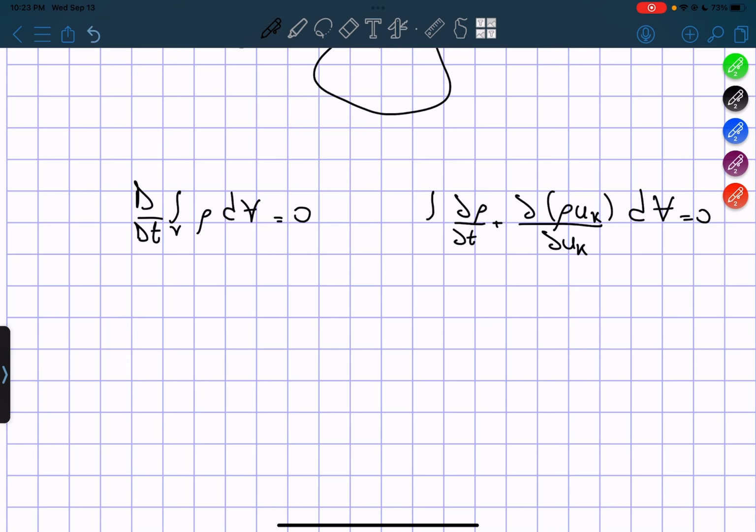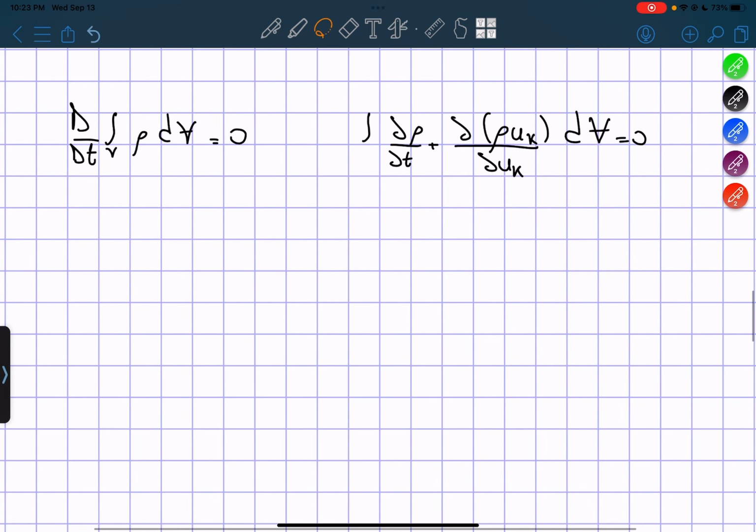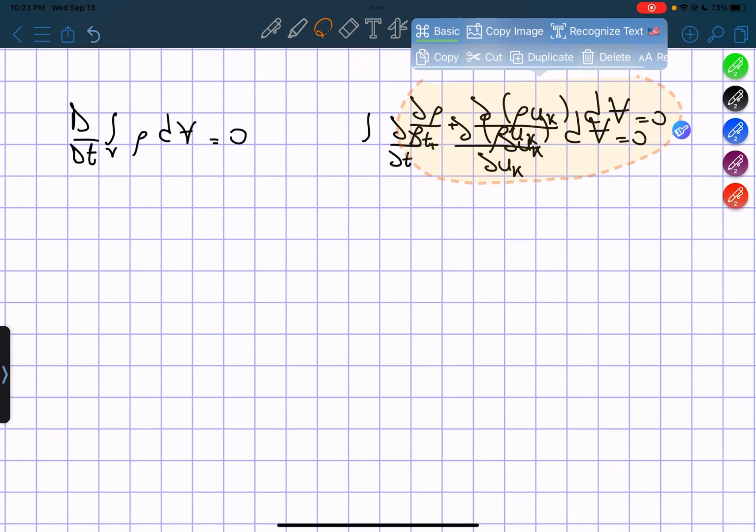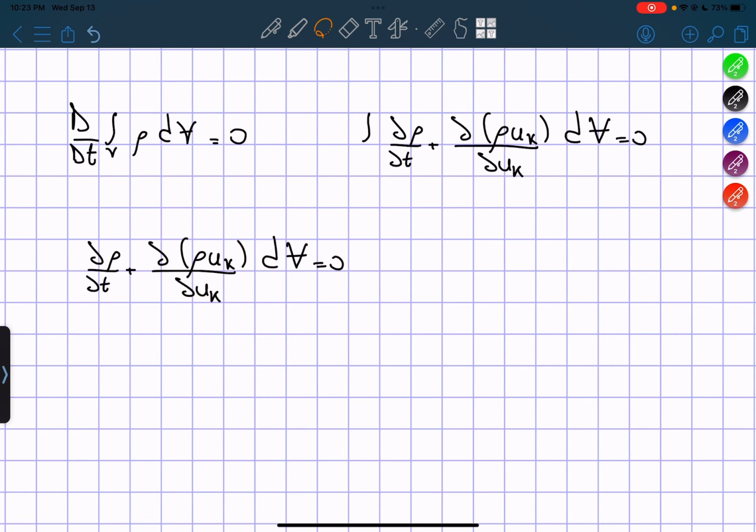Alright, what does this mean? Well, since the integral will only be 0 if the inside is 0, we can just say that this part here has to be 0. If you're talking about, for example, water or something similar, the density over time will not change. But of course, we're talking about fluids, and we're also talking about air, so that is compressible.